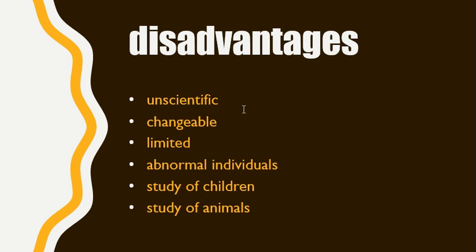Another disadvantage is that abnormal individuals cannot be studied through introspection. How? Because they are unable to give responses about their feelings and thoughts. This is another disadvantage, that abnormal individuals cannot express their thoughts, so introspection is not applicable to them. We cannot learn about the thoughts or mental states of abnormal people through this method.